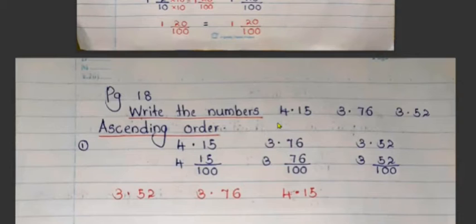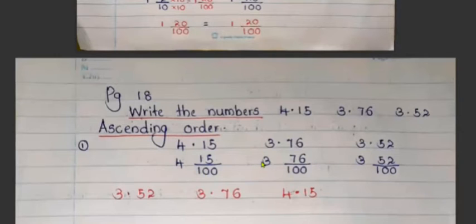Write the numbers 4.15, 3.76, 3.52 in ascending order. Ascending order means we are starting from the smallest one, smallest to biggest. Children, 4.15. 4 is the whole number, 15 over 100. 3 is a whole number, 76 over 100. 3 is a whole number, 52 over 100. Now we can consider.